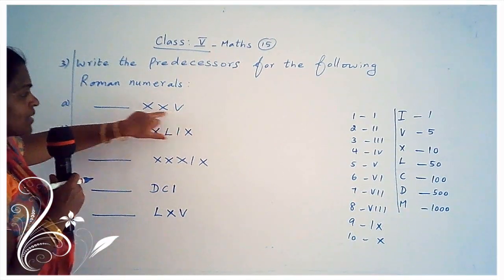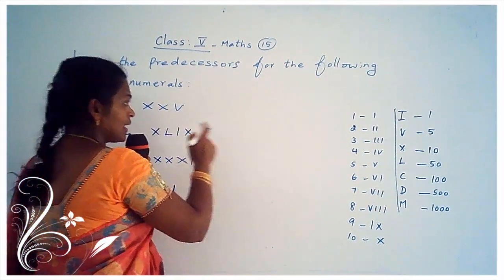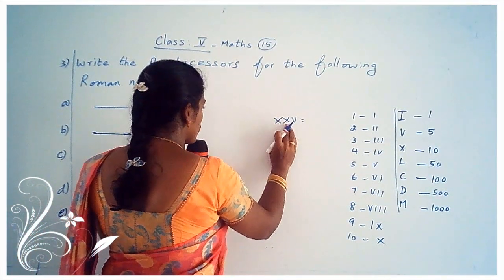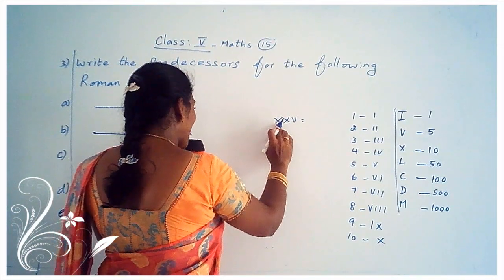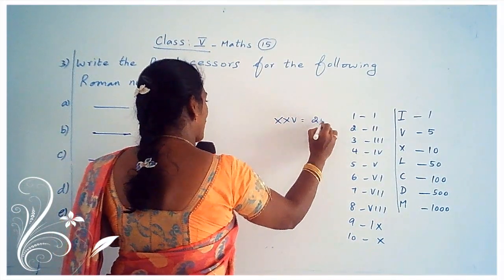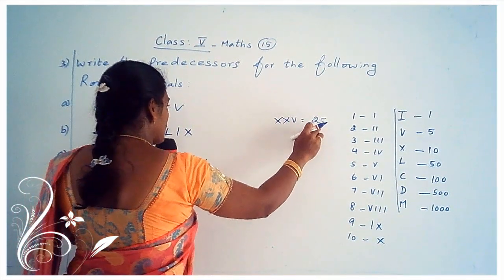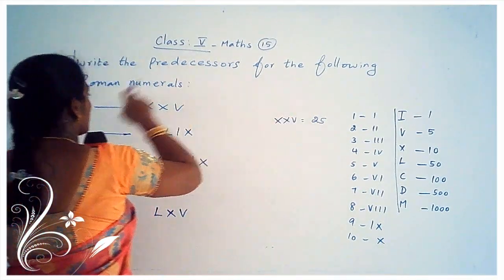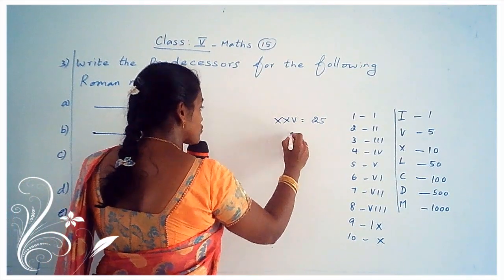Okay, now you say here one number is XXV. So XXV stands for how much? XXV stands for, here XX means 20. So 20, V stands for 5. So XXV stands for 25. Okay, now you say what is the predecessor of 25? 24. Okay, here we want the answers in Roman numerals. Okay, children, so the predecessor of 25 is 24.